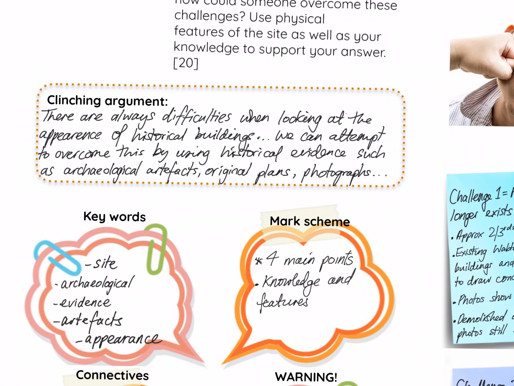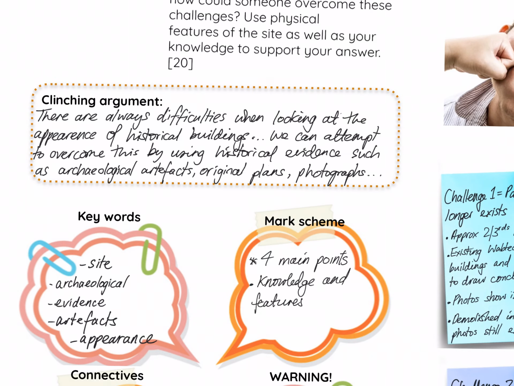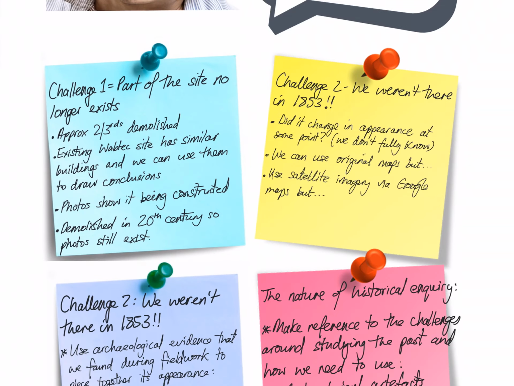I would make reference to how there's always difficulties when it comes to looking at the appearance of historical buildings. But I'm going to use examples of archaeological artifacts, original plans and photographs. Let's have a look at how I would set this out.